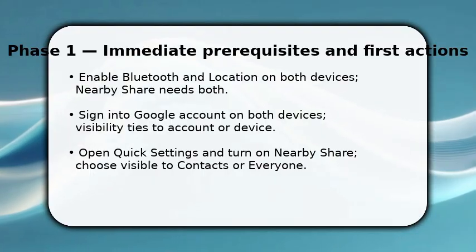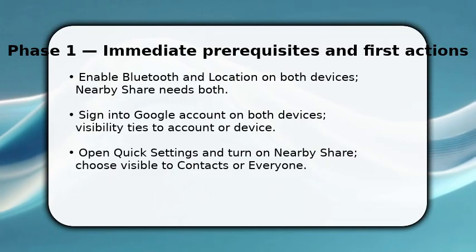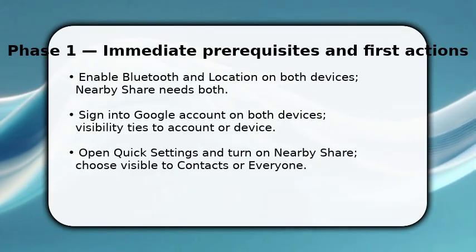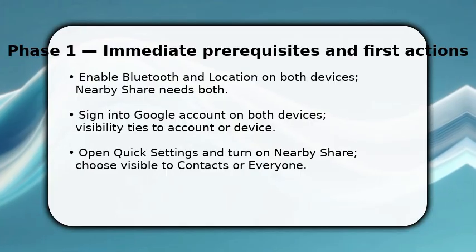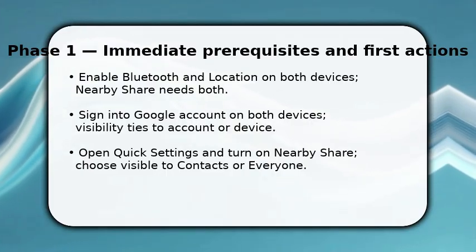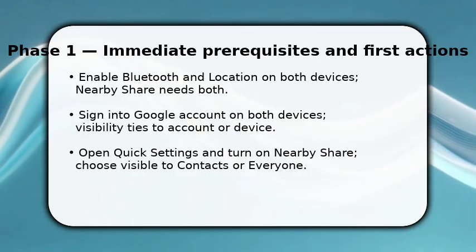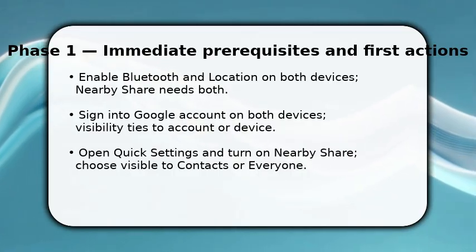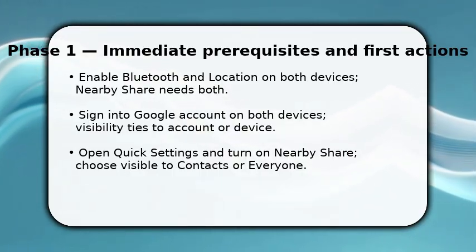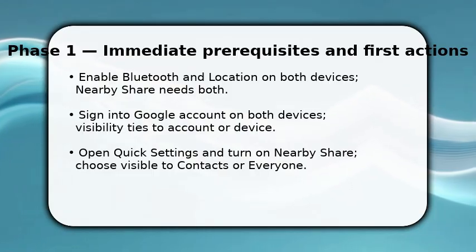You start by confirming prerequisites because Nearby Share won't work without them. Enable Bluetooth and location on both devices. Those radios handle discovery. Make sure you are signed into your Google account since visibility and transfers can be tied to that. Next, open Quick Settings and toggle Nearby Share on.